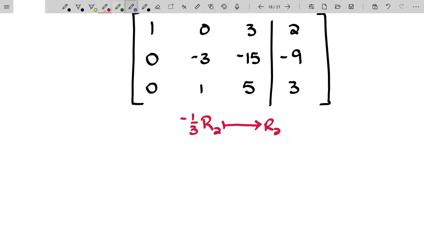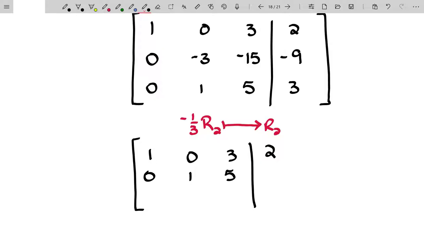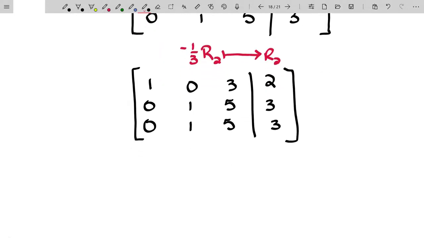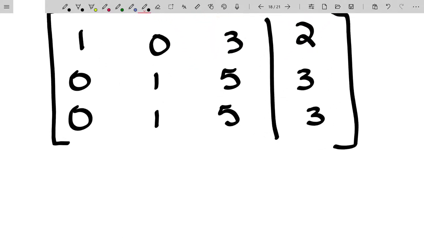And when you do that, something special happens. I'm going to rewrite row 1, and again, multiply row 2 by a negative 1/3. 0, 1, 5, and 3. And notice that is exactly the same as row 3. If you notice that, then you know there's an infinite number of solutions. But if you don't notice that, you could still keep forward with the method. So the method really doesn't change.